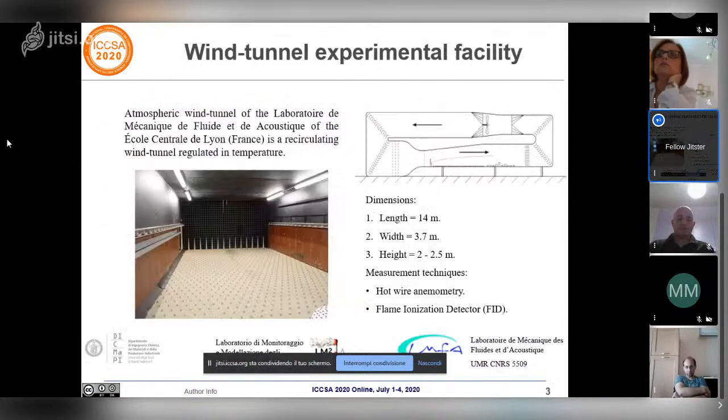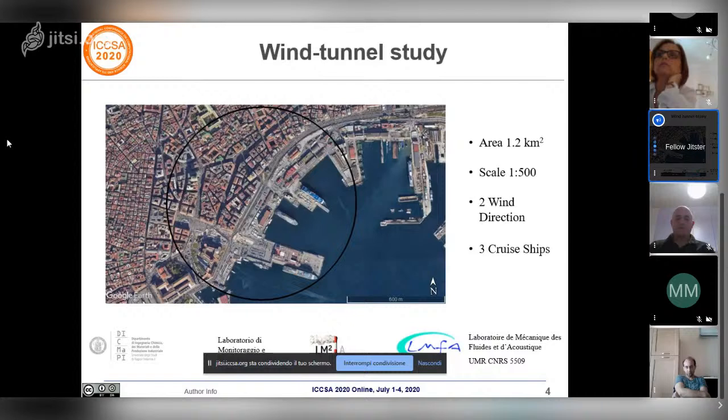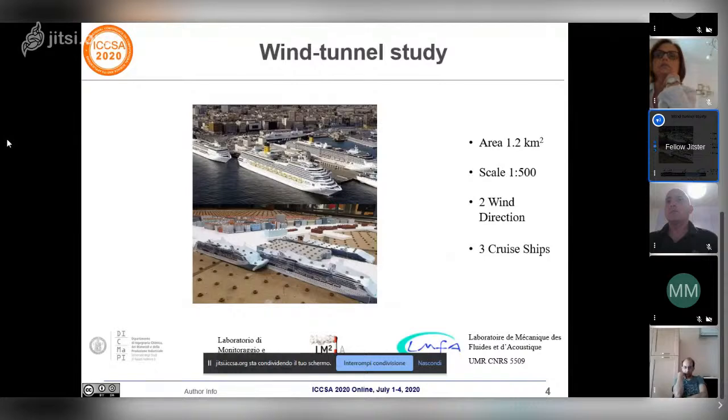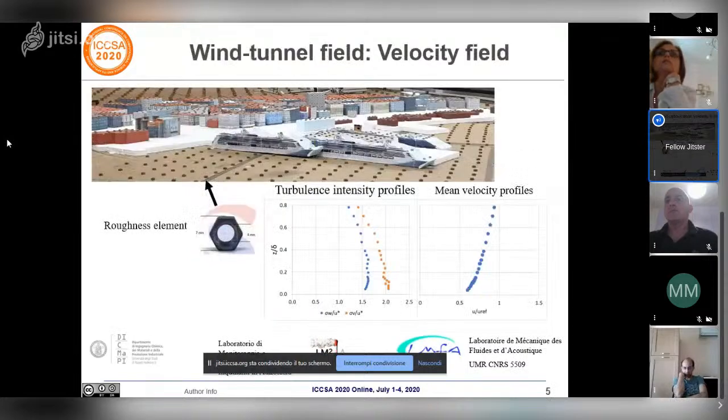For the experiments in the wind tunnel, we reproduced an area of about 1.2 square kilometers. This area was reproduced at scale 1 to 500. The measurements were conducted with the wind blowing from the southeast, because this is the most impacting case for the transport of pollutants in the urban area. We also considered the contribution to the urban pollution due to three cruise ships in hotelling phase.